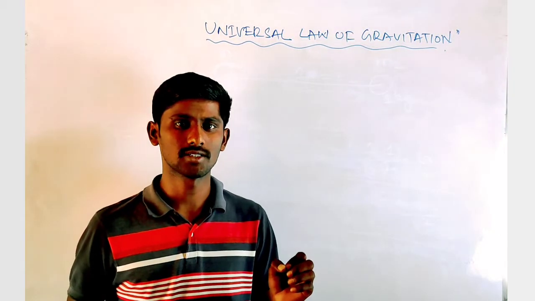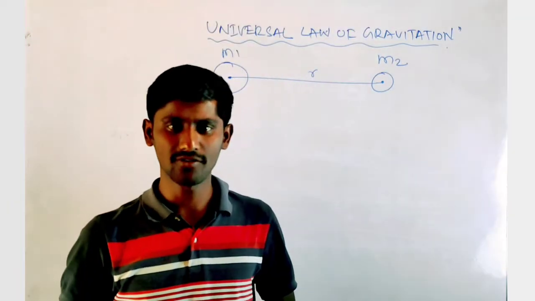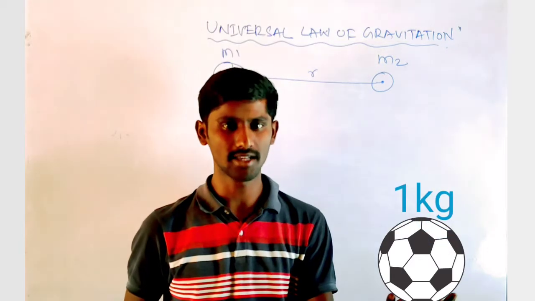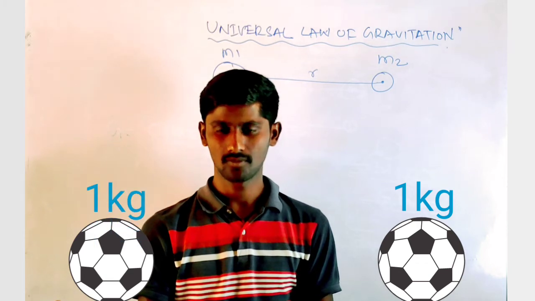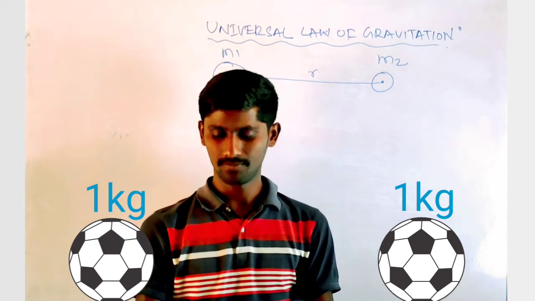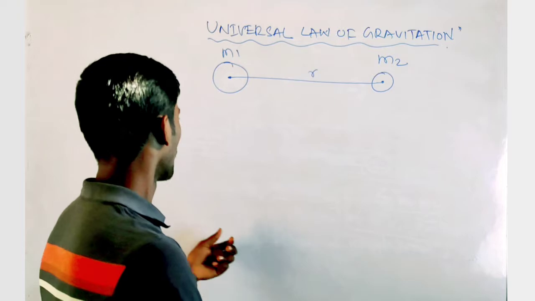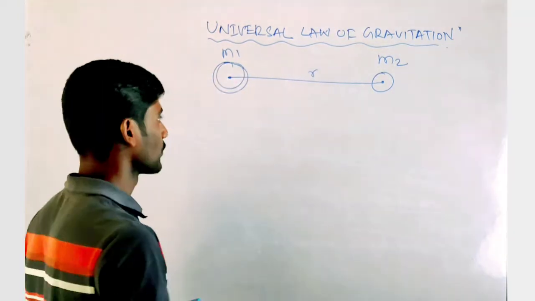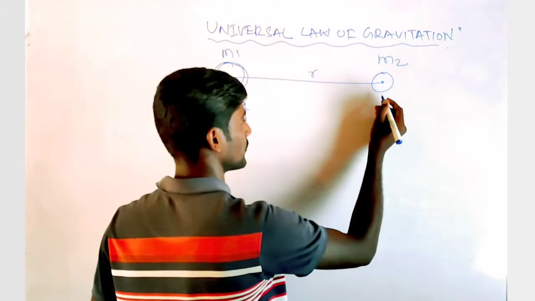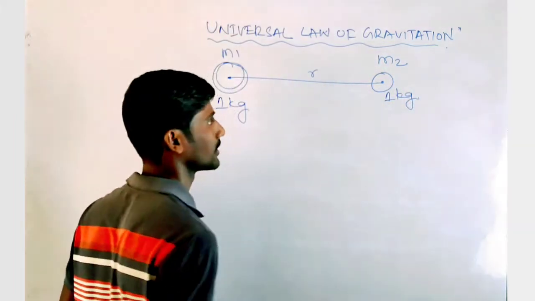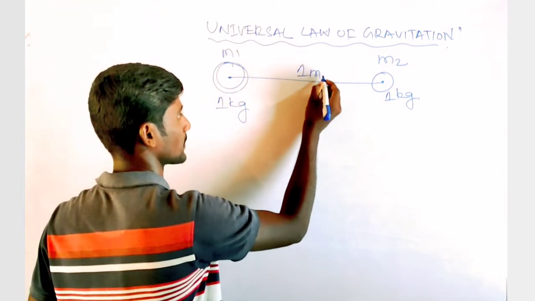Now we will take two balls and measure the gravitational force between them. Let's say I have two balls. I have one ball of mass m1 and another ball of mass m2 here, each of 1 kilogram, and the distance between them is 1 meter. So this R is 1 meter.